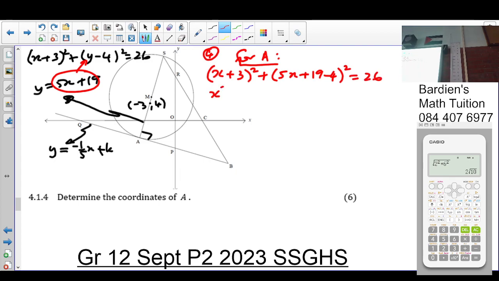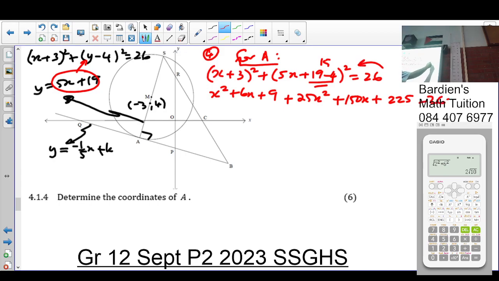When we square this out, it becomes x² + 6x + 9. That, of course, is 15, not so? So 5 squared is 25x². 5 times 15, 75, times 2 is 150x. 15 squared is 225, minus 26 is equal to 0. Tidy this up a bit, so it's 26x² and so on.